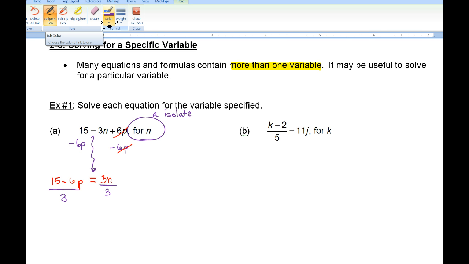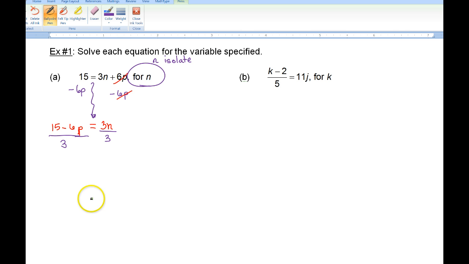It's over the whole thing. If it doesn't look like it, it's over the whole thing. Now, this is N. Does 3 go into 15? Yes, 5 times. And does 3 go into 6? 2 times. So it's 5 minus 2p. Perfect. Have we isolated N? Yes. So we're done.